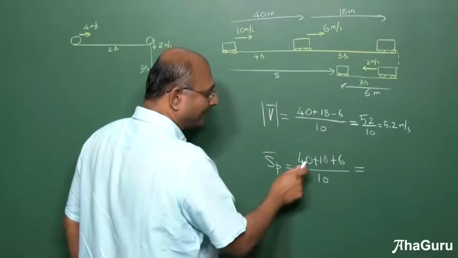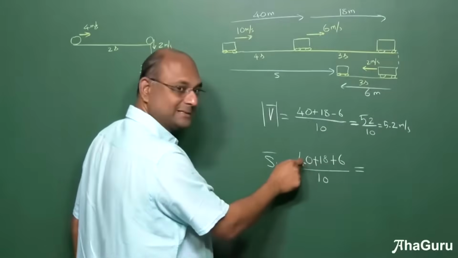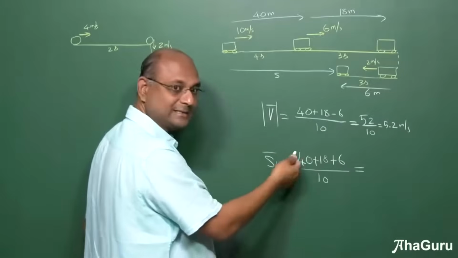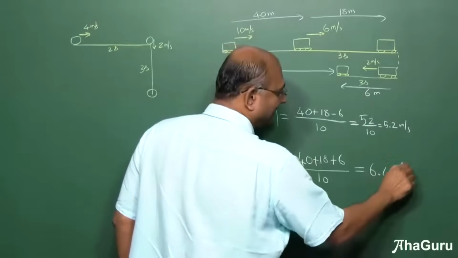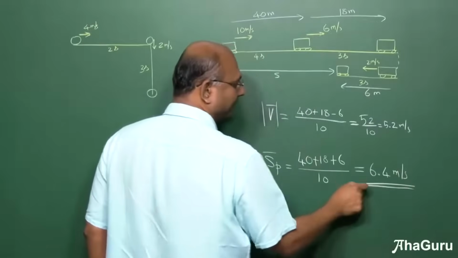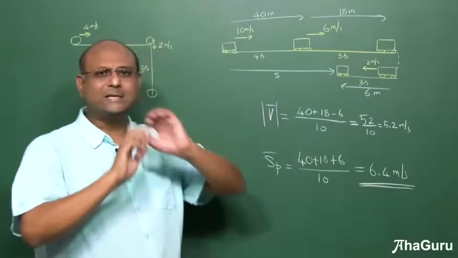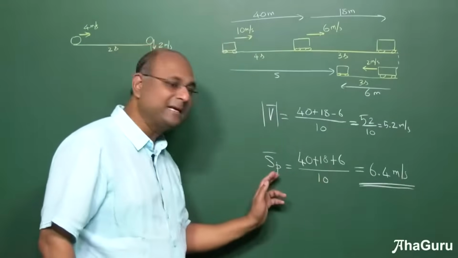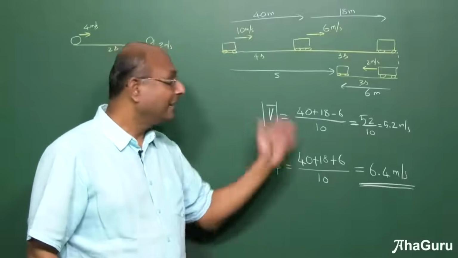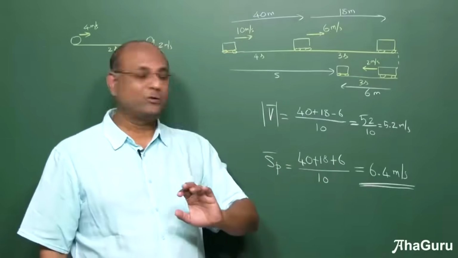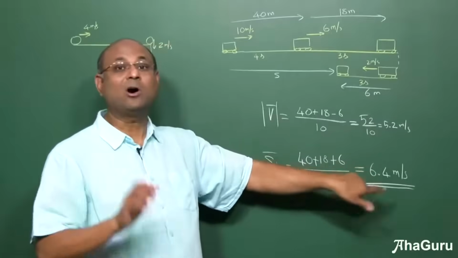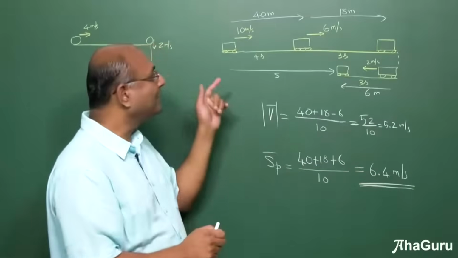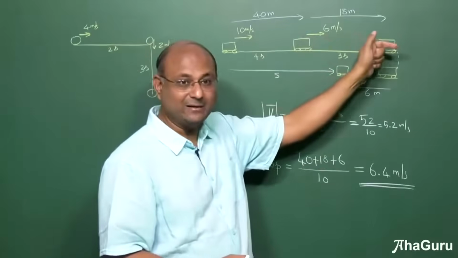Now let us see how much is this. This is 24 plus 40. How much is 24 plus 40? 64. 64 by 10 is 6.4 meters per second. In no situation will you get average speed being less than average velocity magnitude. It may be more, 5.2, 6.4, this is more, or it may be equal. When will it be equal? If you kept going in a straight line, it will be equal.